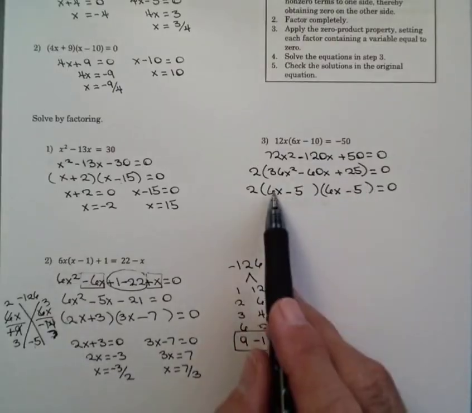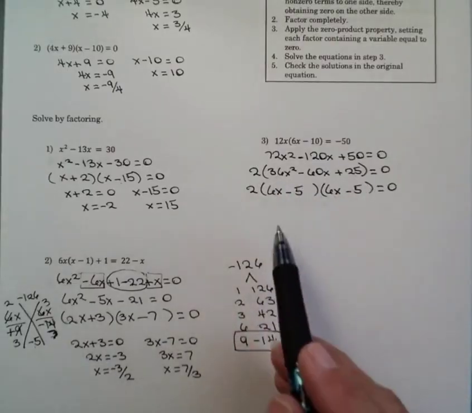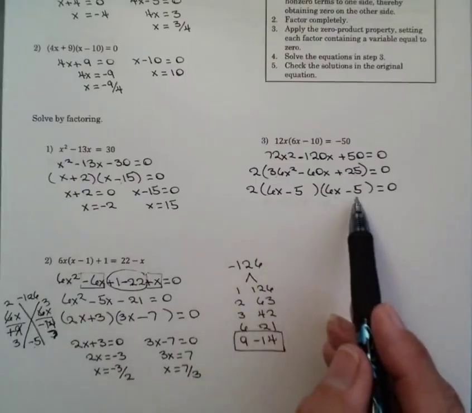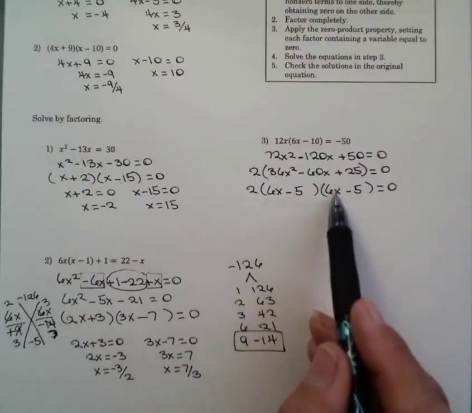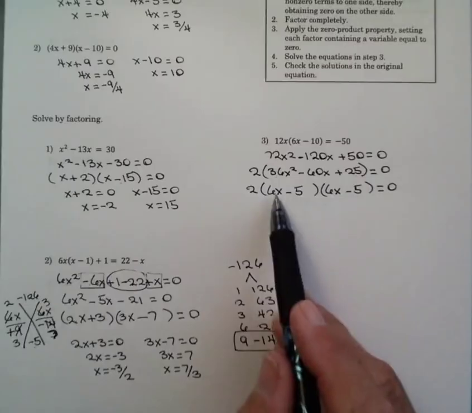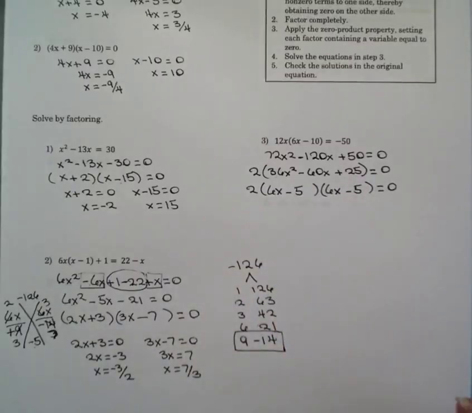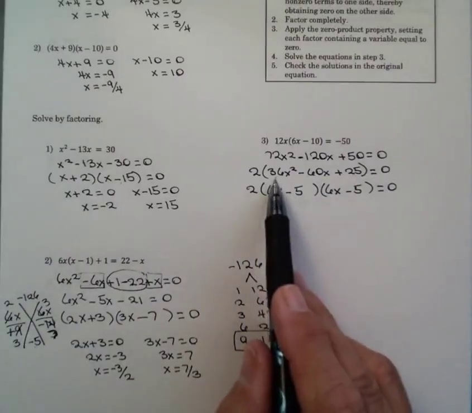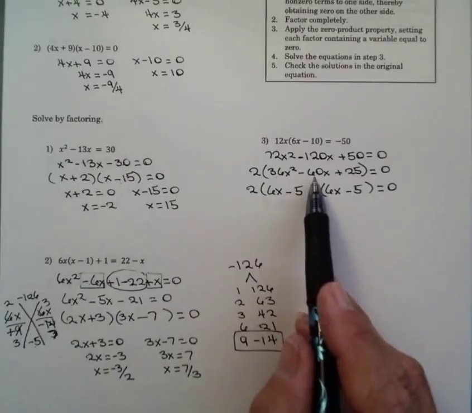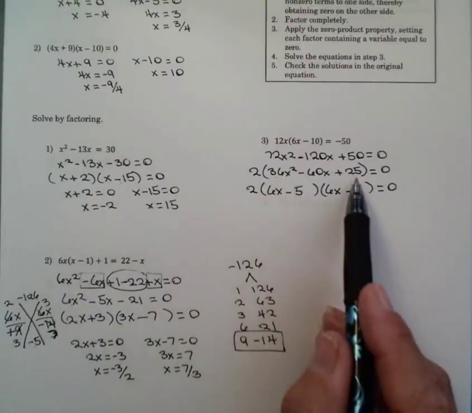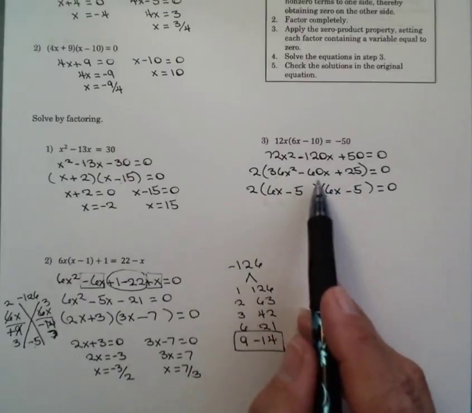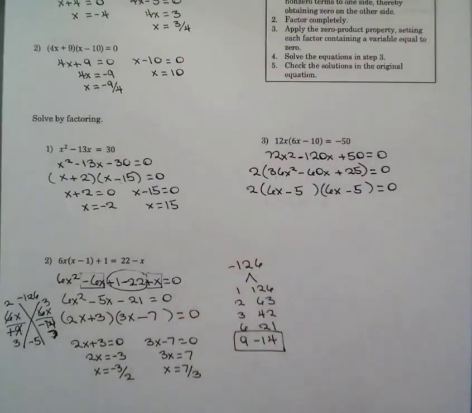Now, try it out and see. 6x times 6x is 36x squared. Negative 5 times negative 5 is 25. When I do inside, I get negative 30x. Outside, I get negative 30x. That combines to be a negative 60x. And that's what you check for. If you have a perfect square, look to see if the two square roots multiplied together and then multiplied times 2 give you the middle term.